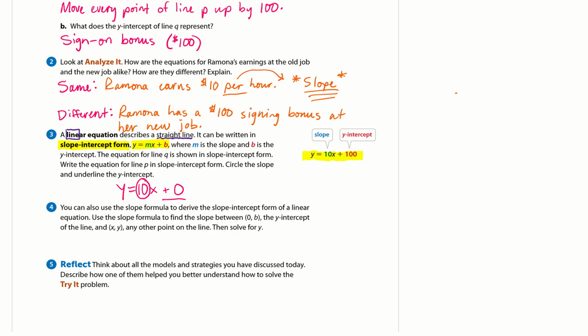If we look at number 4, you can also use the slope formula to derive the slope-intercept form of a linear equation. Use the slope formula to find the slope between (0, b), the y-intercept of the line, and (x, y), any other point on the line, then solve for y. Okay, that is a lot that it's asking you to do there on number 4.